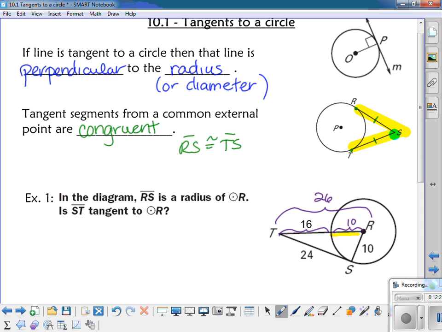So now how would I figure out if it was a right triangle? I would use the what theorem? Pythagorean theorem, right? So if it's a right triangle, then I'll know that this is a right angle, which means it is a tangent. So let's see if that works. Does a squared plus b squared equal c squared? That's what I want to know. So 10 squared.